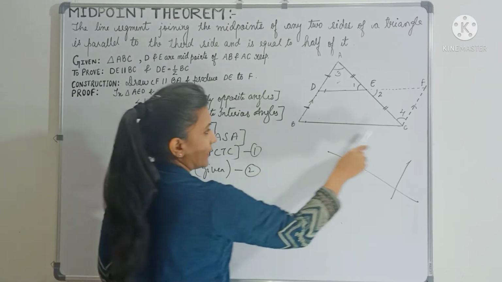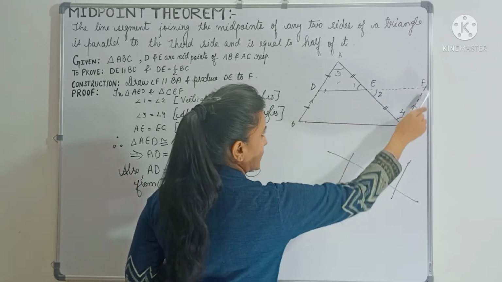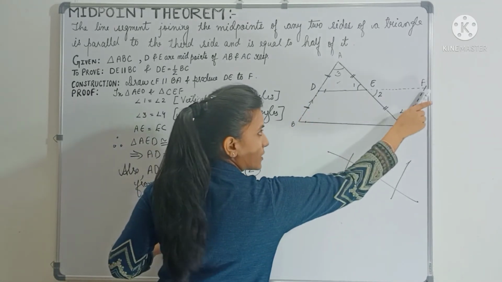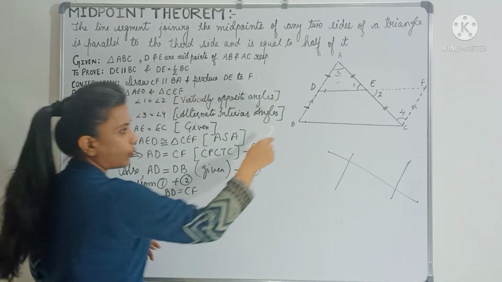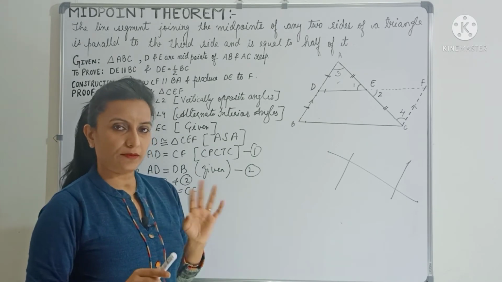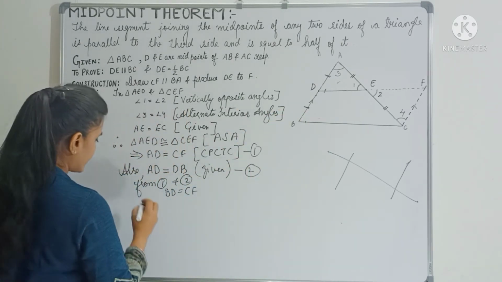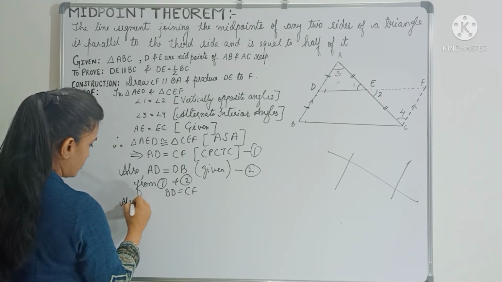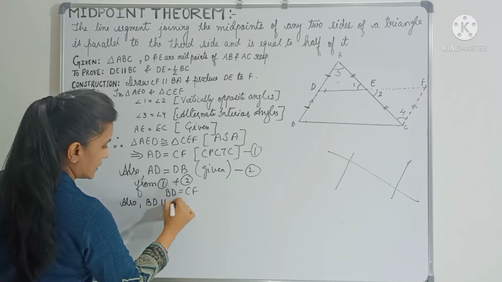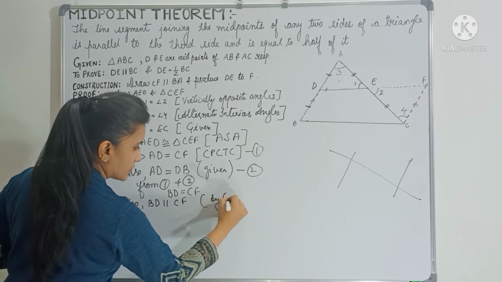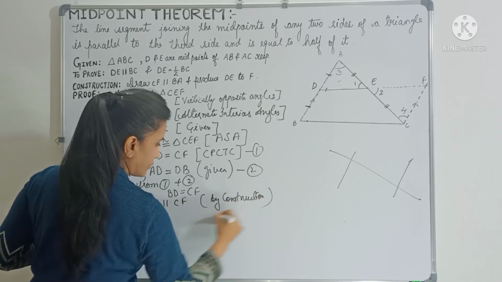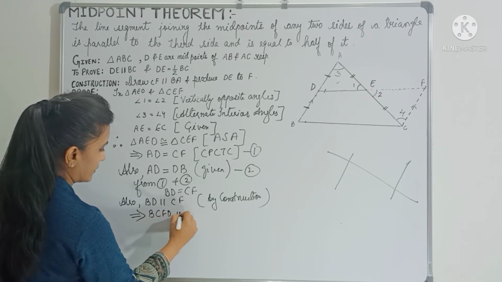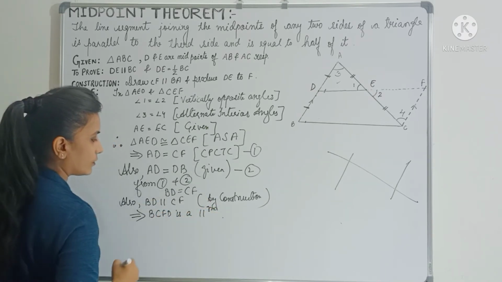Alright. So now in this quadrilateral BCFD, BD is equal to CF. Just now we proved it, right? BD is parallel to CF by construction. So in a quadrilateral, if one pair of opposite sides are equal and parallel, then it is a parallelogram, right? So you can write down from 1 and 2, BD is equal to CF. Then you can also write BD is parallel to CF. Reason? By construction. Okay. So this implies BCFD is a parallelogram.